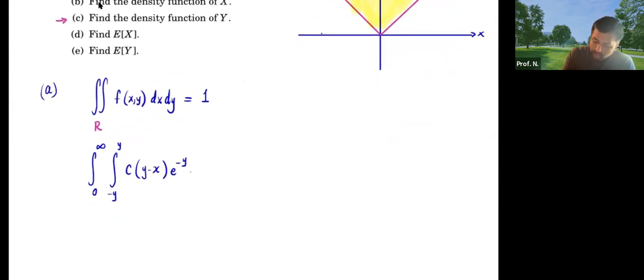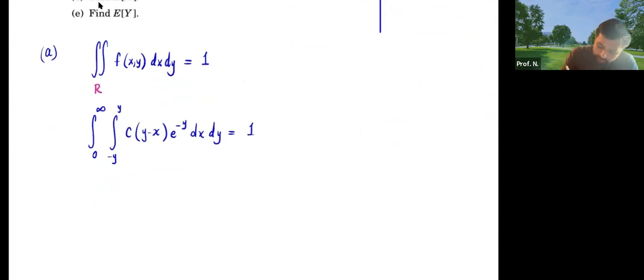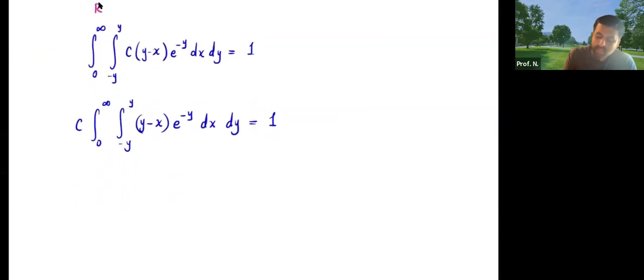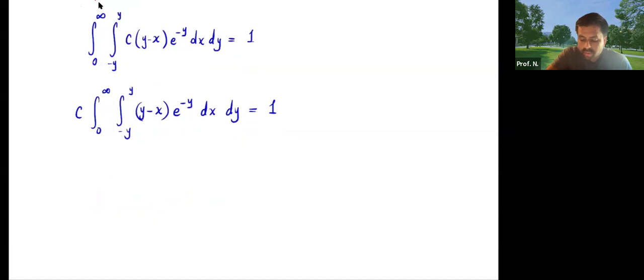And then this will be dx dy. This has to equal 1. So I can take out the c, and this becomes c, goes from 0 to infinity, the integral from negative y to y of y minus x e to the negative y dx dy equals 1. So step by step, right? I'm going to look at this inner integral first.